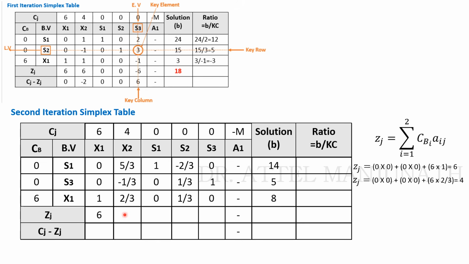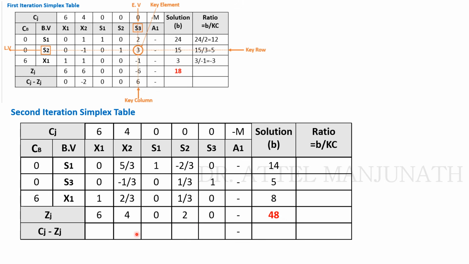Similarly, you can take 6 into 2 by 3, you will get 4 here, and 6 into 0 is 0, 6 into 1 by 3 becomes 2. So 6 into 0 is 0. Finally, the solution for this current table is 6 into 8 is 48, because 14 into 0, 15 into 0 becomes 0, and here 6 into 8 is 48. You will get the solution for the second iteration simplex table.